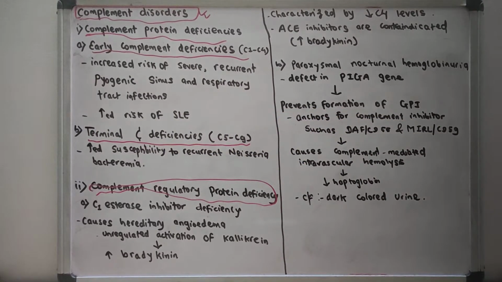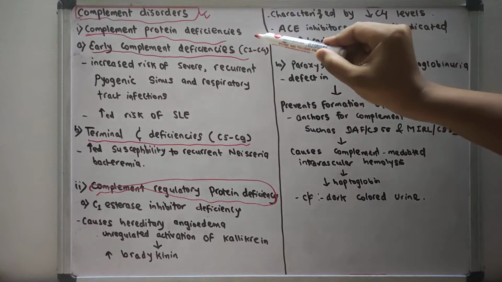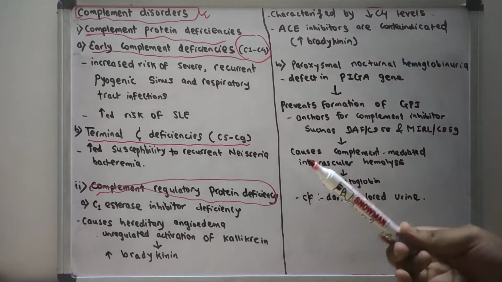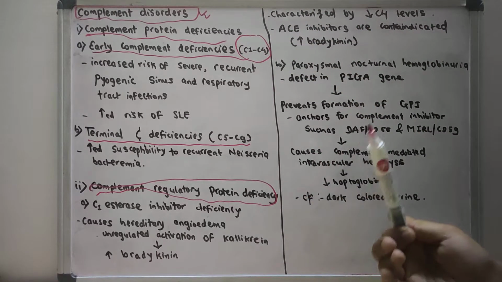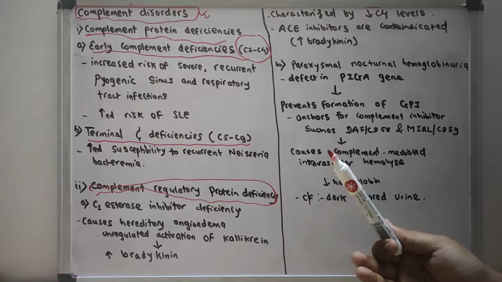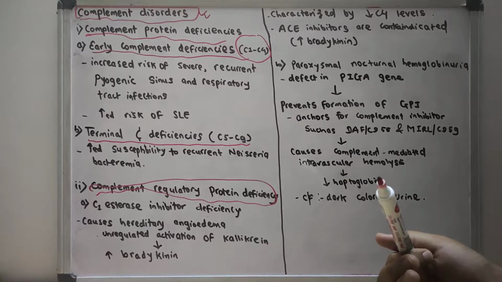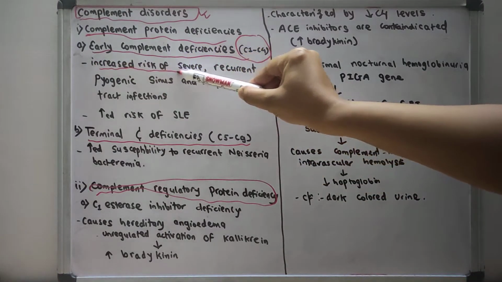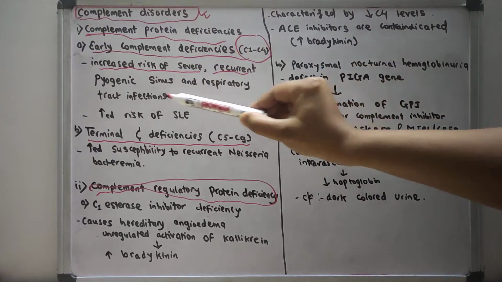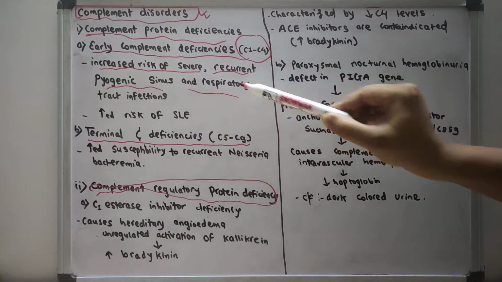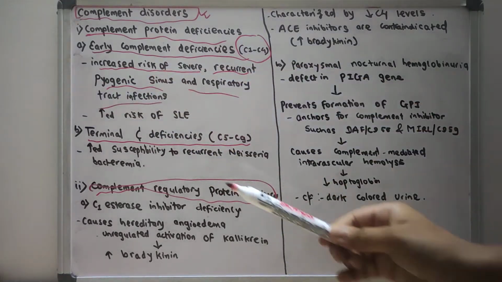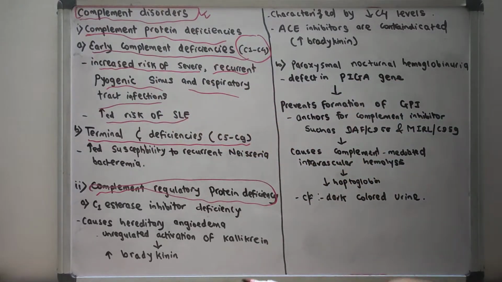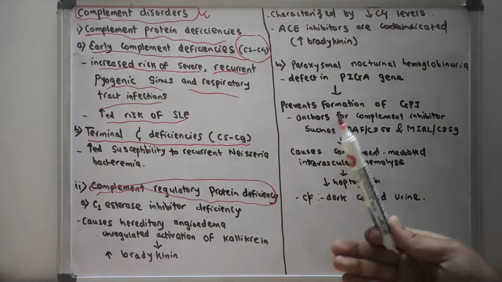to C9. In early complement deficiency, there is deficiency of complement protein 1, complement protein 2, complement protein 3, and complement protein 4. So if there is early complement deficiency disorder, then there is an increased risk of severe or recurrent pyogenic sinus and respiratory tract infection. Also, there is increased risk of SLE in early complement deficiency.